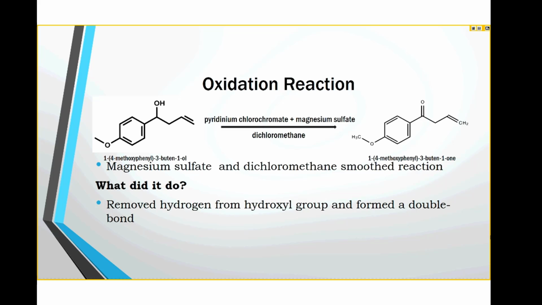And so with the reaction being smooth, it keeps it from running away. And so what we did is we removed the hydrogen from the hydroxyl group on the alcohol, and you can see that here. This hydrogen broke off the oxygen, leaving a double bond like here, and it bonded to the carbon over here.